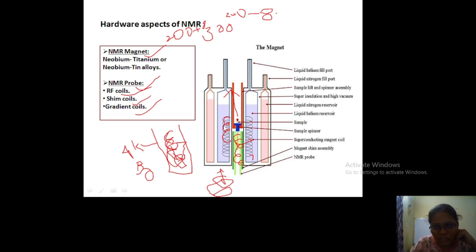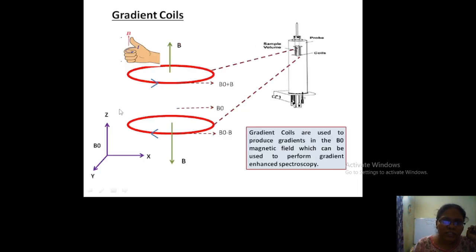So this is your magnet. Inside the bore of the magnet, there is an NMR probe. Inside this probe, you have your sample. This probe has the RF coils and gradient coils wrapped around it. So let us see what gradient coils are. These gradient coils are those coils to which we pass the gradient pulses. So let us learn about these coils in detail.